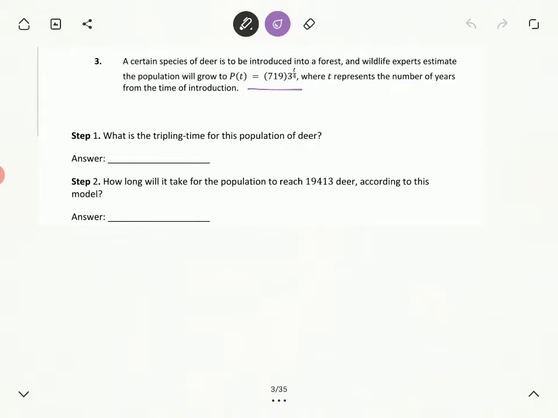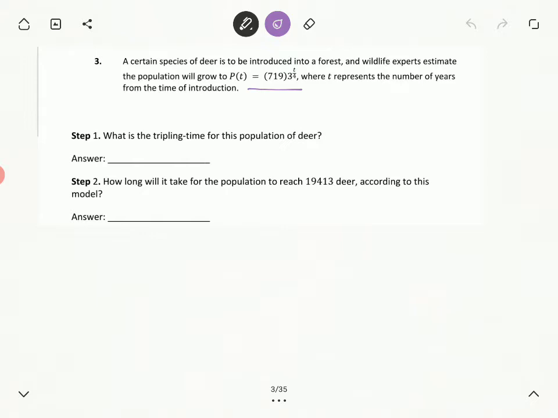Let's take a look at number 3. A certain species of deer is to be introduced into a forest, and wildlife experts estimate the population will grow to P(t) equals 719 times 3 to the t over 4, where t represents the number of years from the time of introduction. Step 1: what is the tripling time for this population of deer?